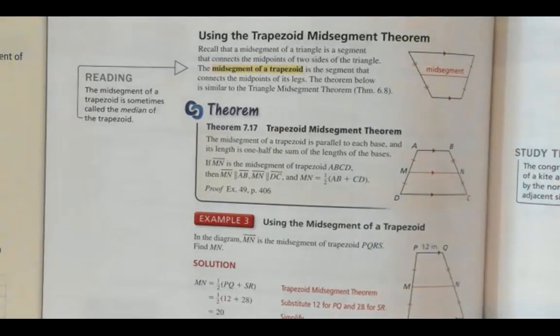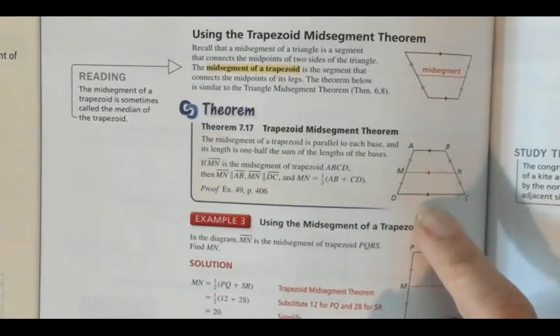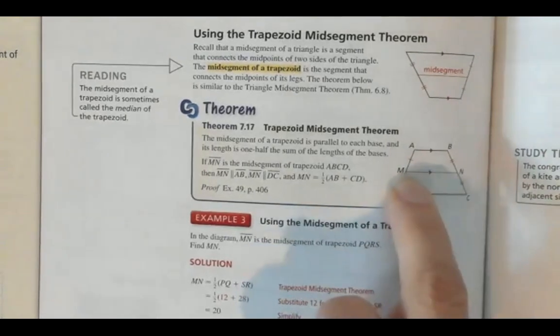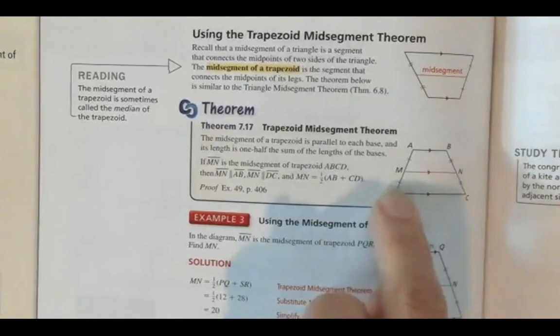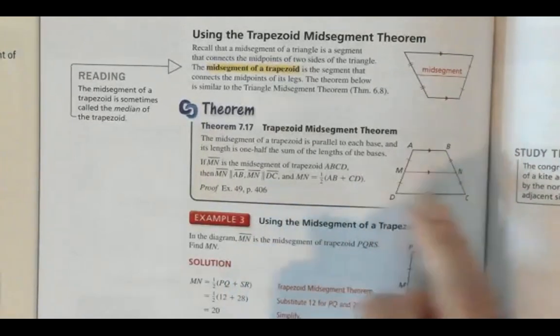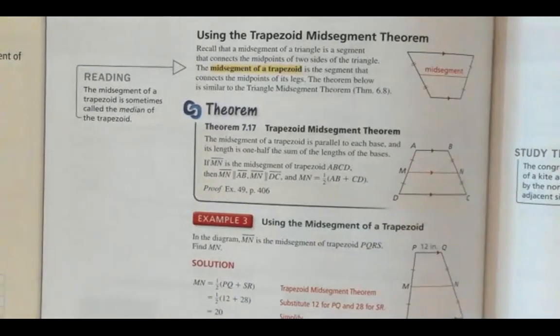Other features of the mid-segment are still the same. The mid-segment is still parallel to both bases, and it still is at the midpoint of the legs. So you still have to find the midpoint of the legs, and so you have one side congruent to the other, and you have parallel lines. All that's still the same.